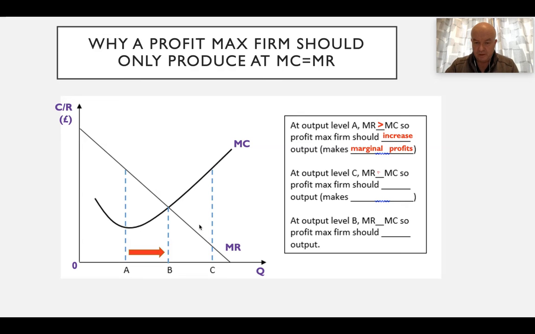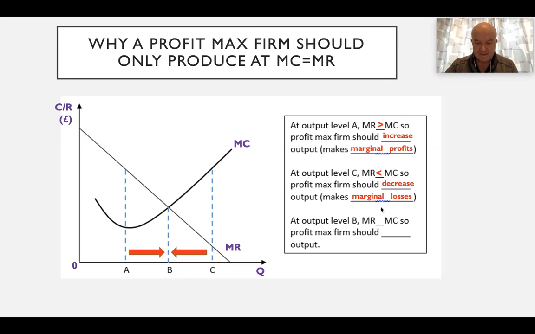Okay. If we then take a look at output level C, then effectively here, if that were the case, marginal revenue is actually lower than marginal cost, and so a profit maximizing firm should actually decrease its output because at that point it would be making marginal losses.